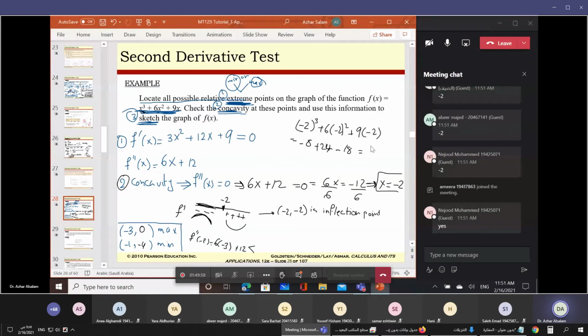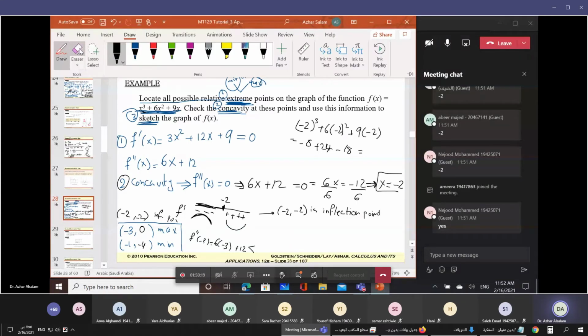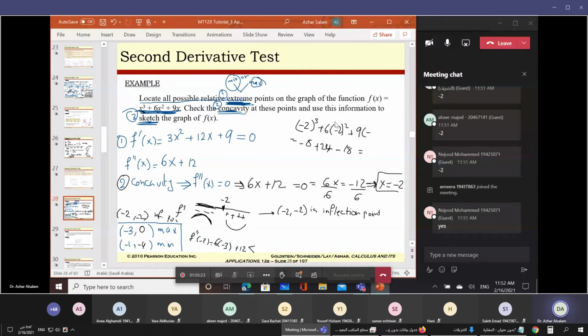Okay. Now I will arrange all these. Here, minus 2 and minus 2 will be an inflection point. It will be first concave down, then concave up. I will use all this information to sketch a graph. Okay, an approximate graph. It doesn't have to be an exact graph. Approximate graph.